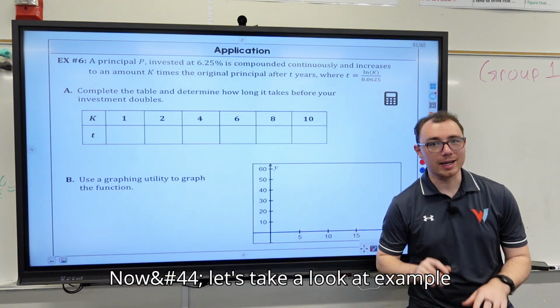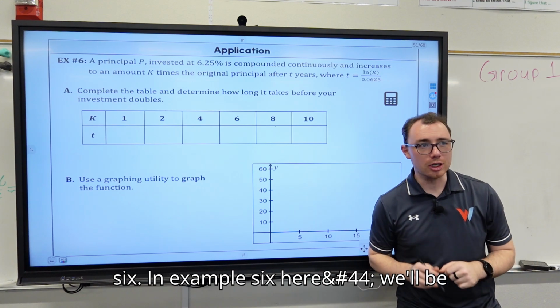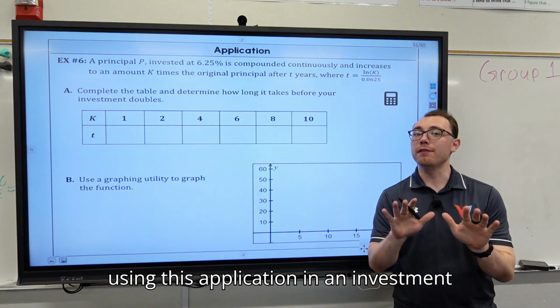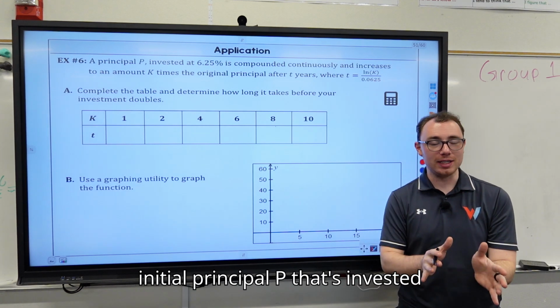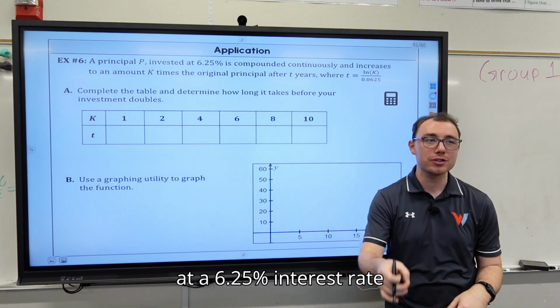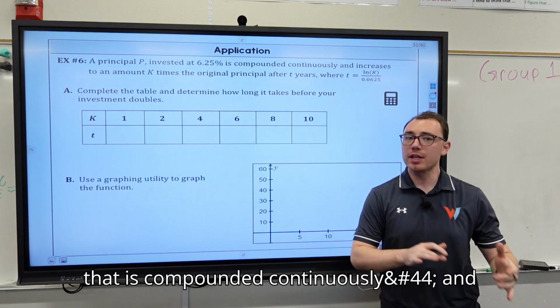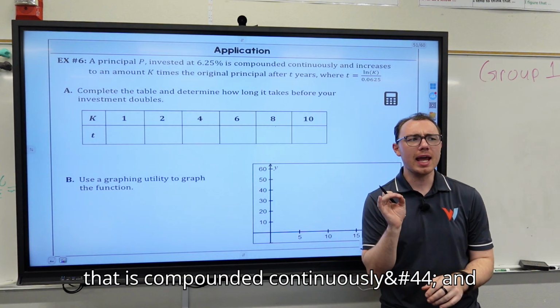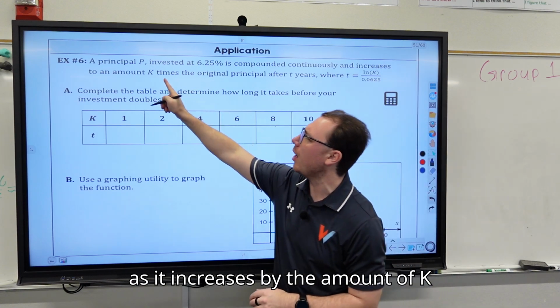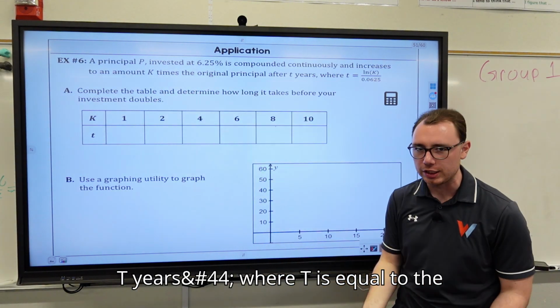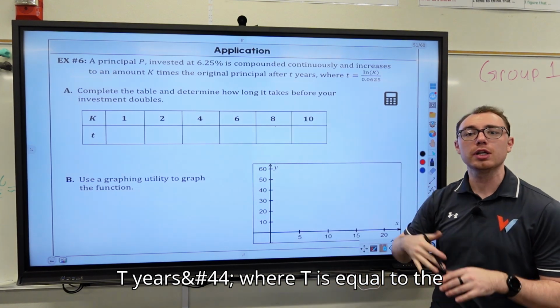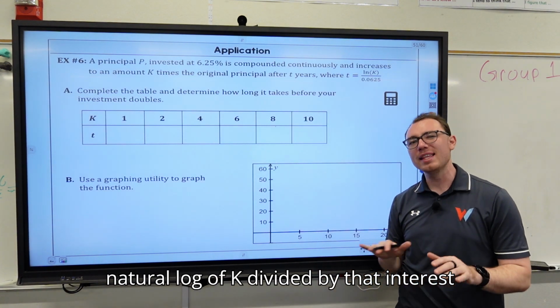Now, let's take a look at example 6. In example 6 here, we'll be using this application in an investment kind of way, where you're given an initial principal P that's invested at a 6.25% interest rate that is compounded continuously. And it increases by the amount of K times the original principal after T years, where T is equal to the natural log of K divided by that interest rate of 0.0625.